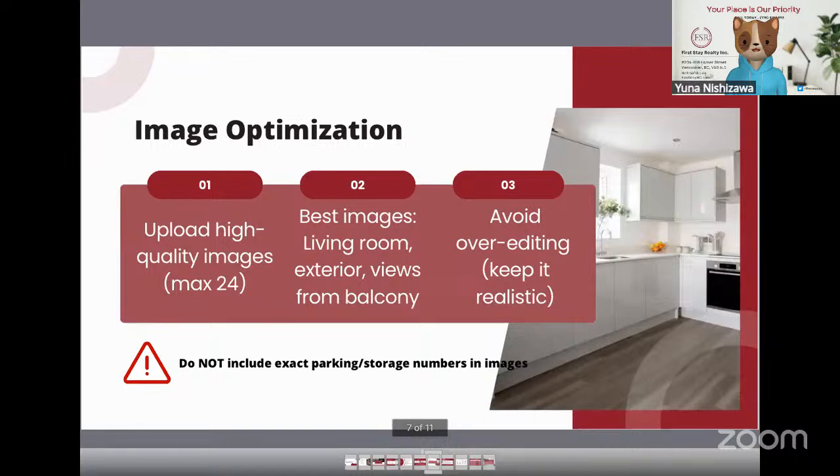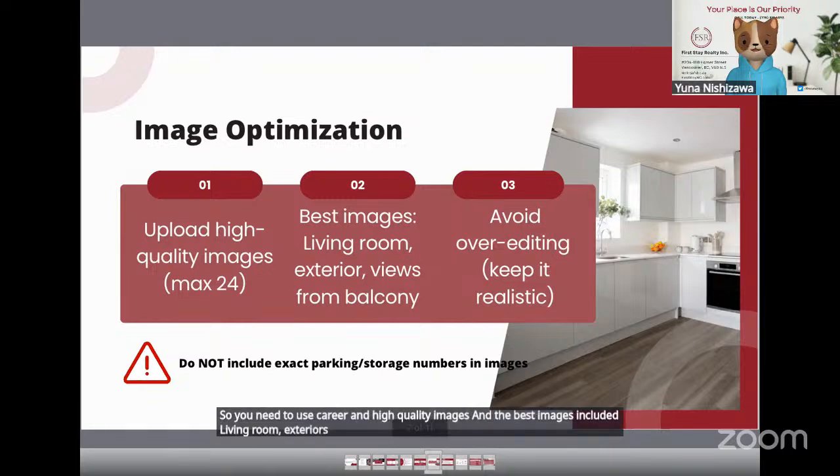After that, images play a big role in attracting potential renters. So you need to use clear and high quality images. The best images include the living room, exteriors, and views from the balcony, if the property has a balcony. Avoid over-editing and do not include exact parking or storage numbers in the photos for security reasons.